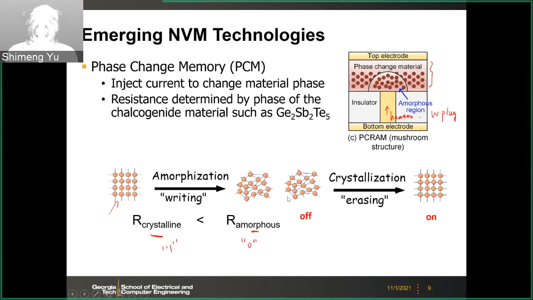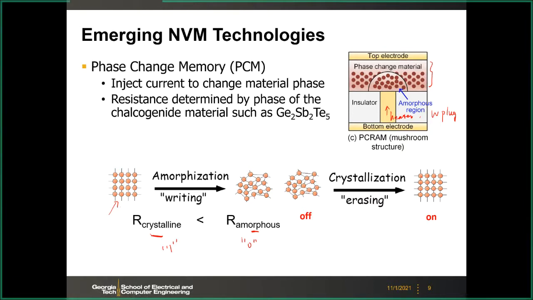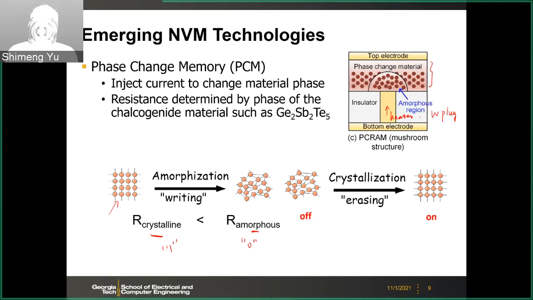Here you have to play with the thermal profile within the material. You can do that by shaping your voltage pulse, its amplitude and duration, to trigger the change between the crystalline state and the amorphous state. We will discuss more details later in the phase change memory section. But this is the general mechanism depending on the phase of the material. Any questions so far?